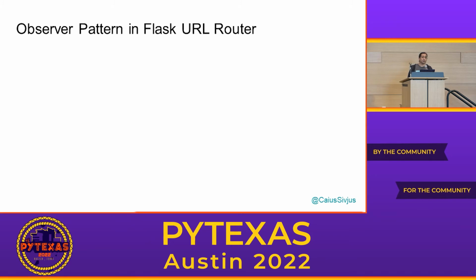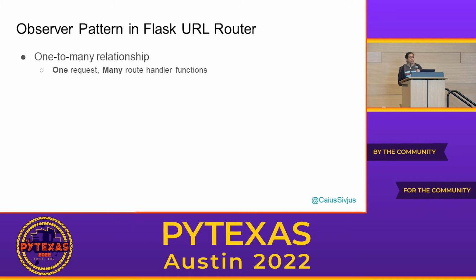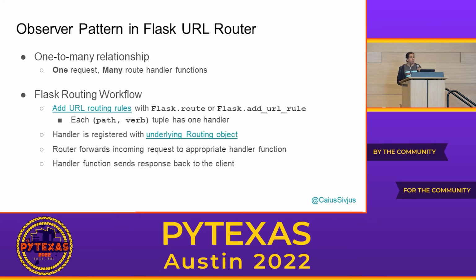So going back to the observer pattern, how does this fit in? Again, we have that one-to-many relationship. There's one request. We have many different route handlers. And looking at the Flask routing workflow, we use Flask helpers to help us register different URLs. And note that we're going to have one handler for every path verb tuple. And this is a business rule that's been encoded into Flask. So when Flask loads up and it sees a bunch of different route handlers, it's going to load the last one registered for a particular pair of path as well as verb.